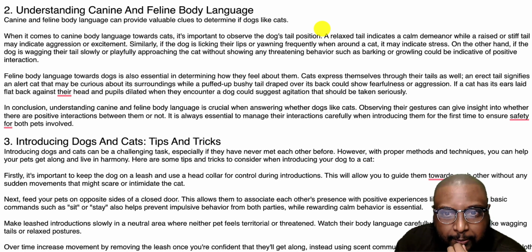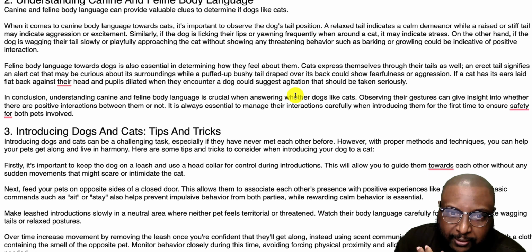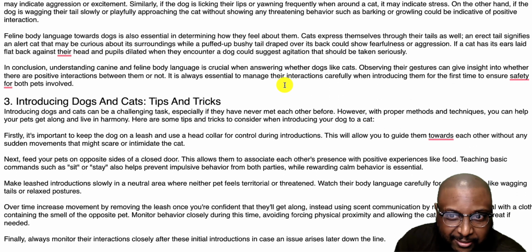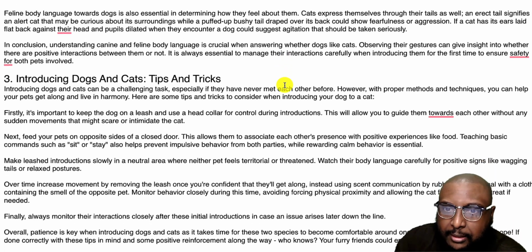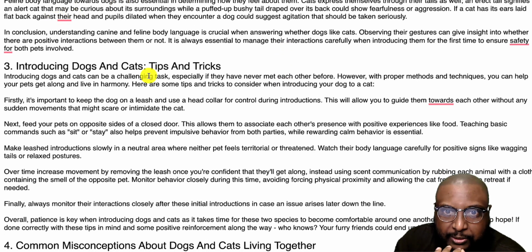When it comes to canine body languages towards cats, it's important to observe the dog's tail position. So it went right back on track. A relaxed tail indicates a calm demeanor, while a raised or stiff tail may indicate aggressive excitement. So this is a very useful piece of content. It's not fluff. It's providing value on almost every sentence it spit out. Feline body language towards dogs is also essential in determining how they feel about them. Cats express themselves through their tails as well.